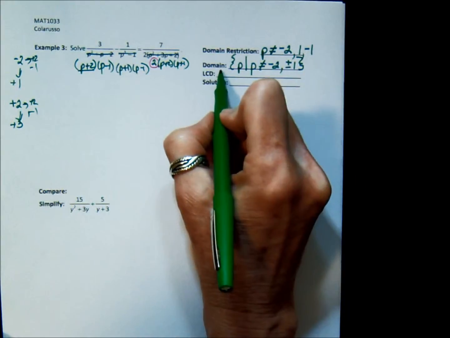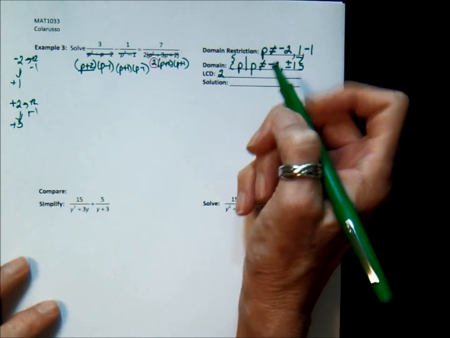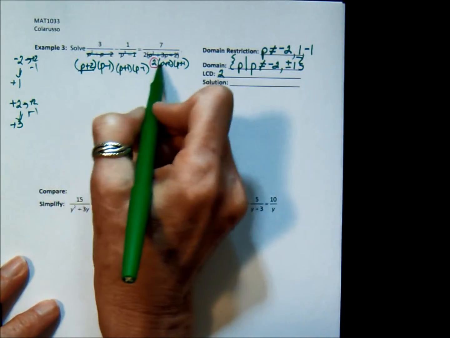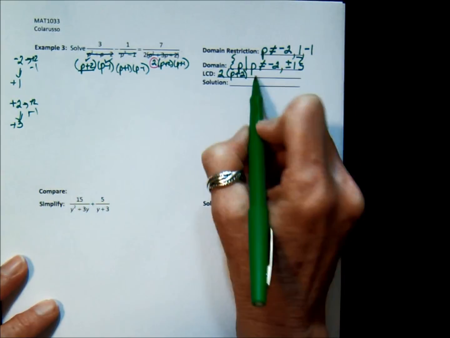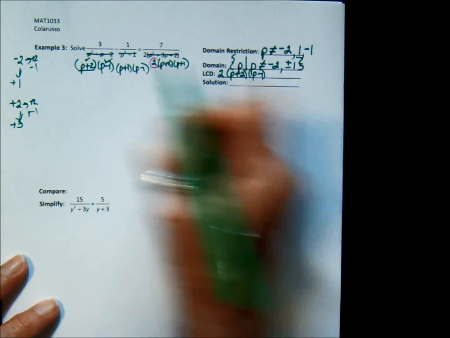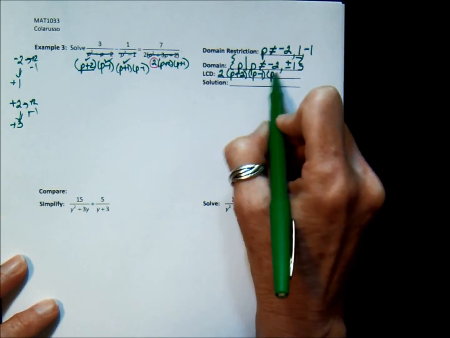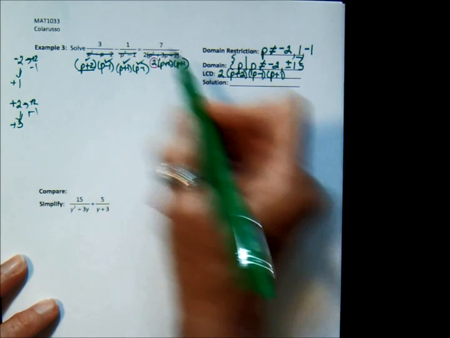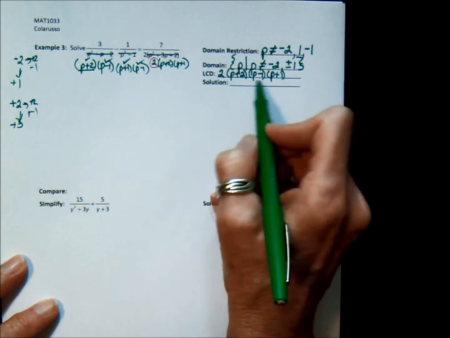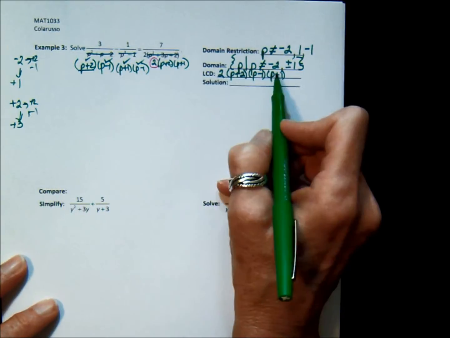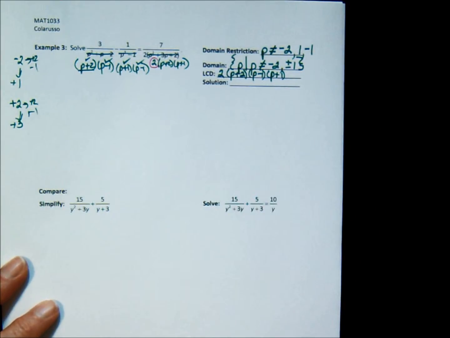Now, the LCD has to be something that represents every piece of every denominator, including that 2. So the first piece of my LCD is 2. Now I'm just going to go down the line and make sure everyone is included. I need a p plus 2. I need a p minus 1. I need a p plus 1. I need a p minus 1. I already have it. I got my 2. I need a p plus 2. I already have it. p plus 1. I already have it. So my LCD is quite long.